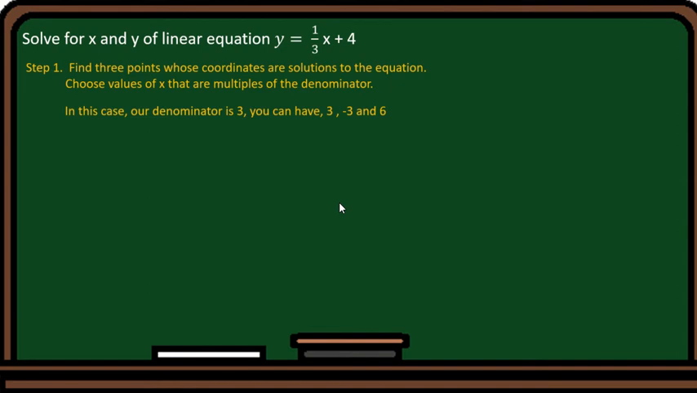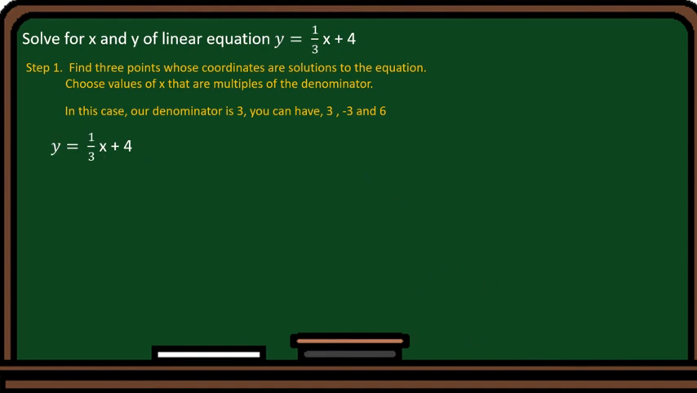We will just choose 3 among them. You can choose more, but we'll just have 3. So let's have 3, negative 3, and positive 6. Then we will substitute these 3 values of x in the equation here: y equals 1 over 3x plus 4.